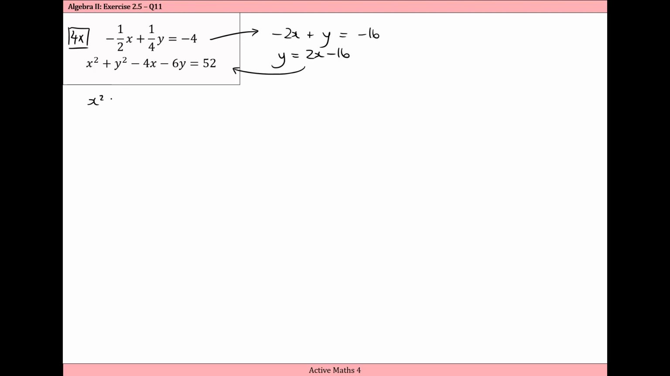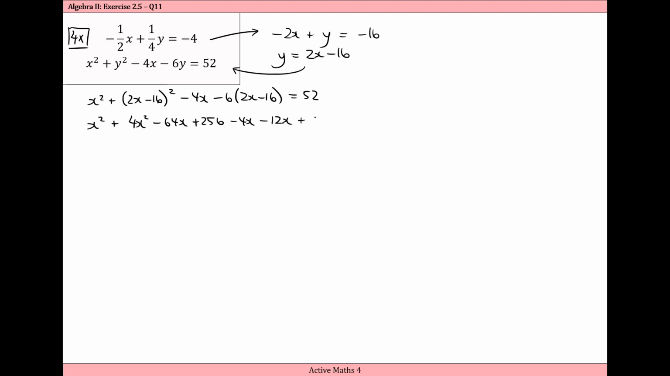So we have x squared plus, now y we're going to replace with 2x minus 16, and we're going to square that, minus 4x minus 6, and again y we're going to replace with 2x minus 16 equals 52. I have x squared plus, now squaring out the brackets, square the first we get 4x squared, square the last, minus 16 squared is plus 256, and then twice the product is minus 32x, and then twice that is minus 64x.